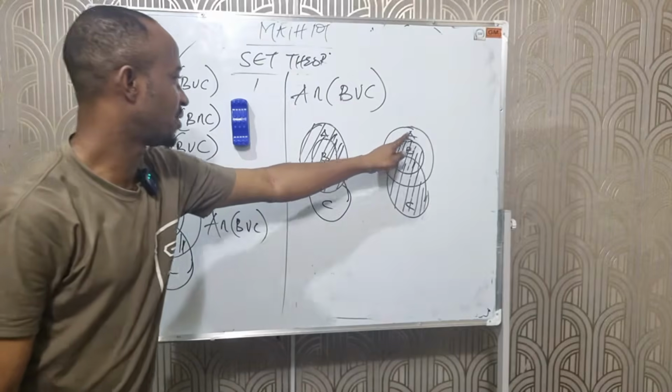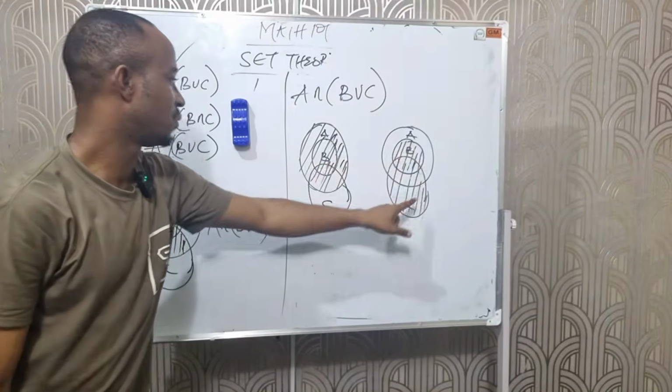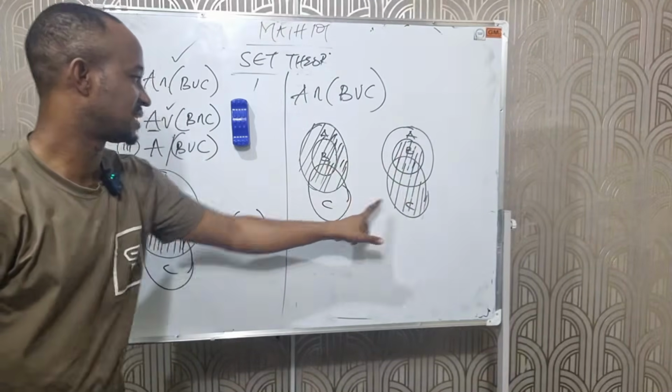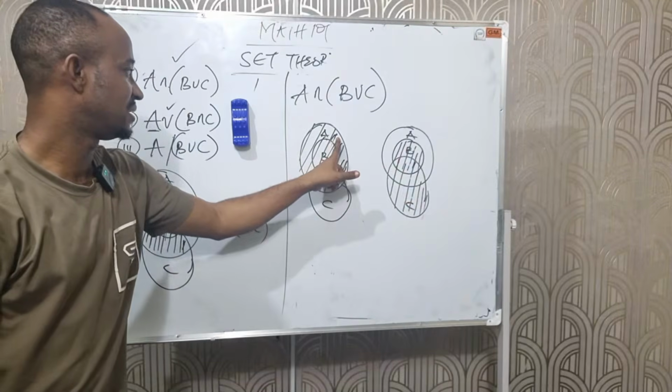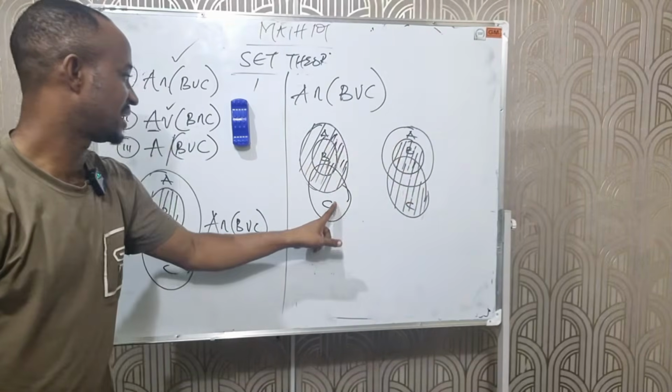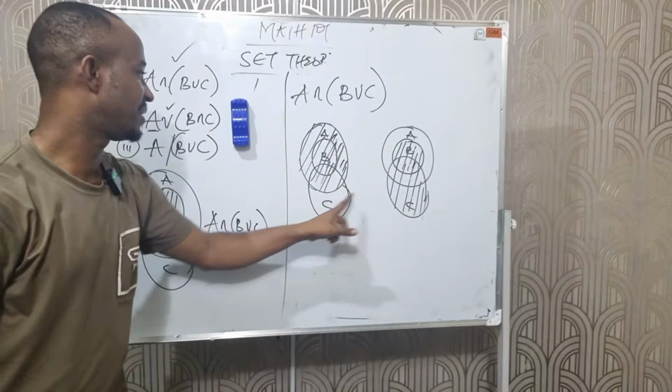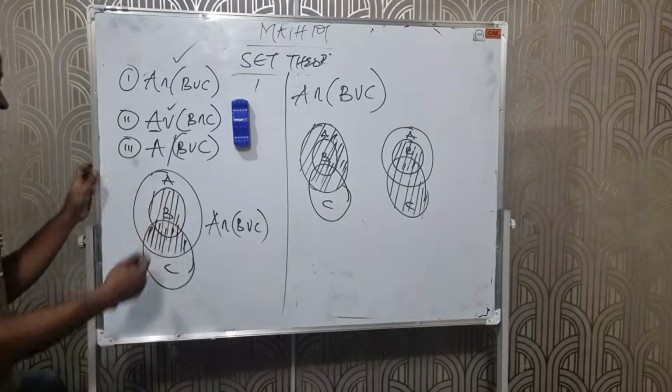We'll leave here empty because there's no intersection here. We also leave here empty, right? Because there's no intersection. They're not intersecting at the edge. Also not intersecting here. So the intersection is simply the entire value of B and this.